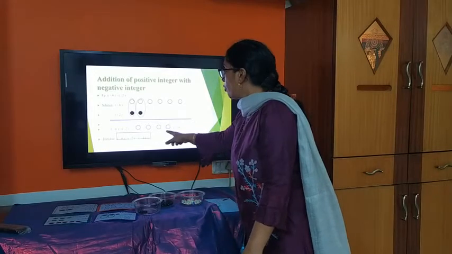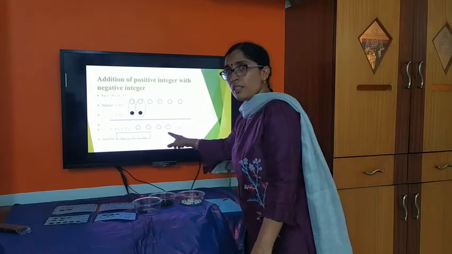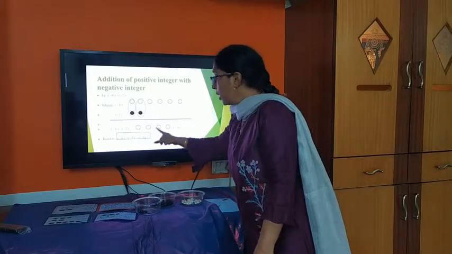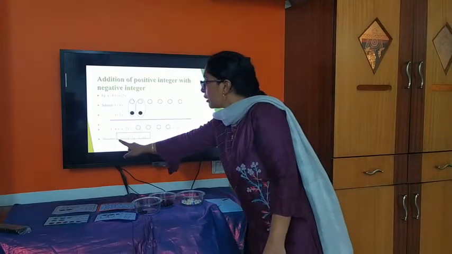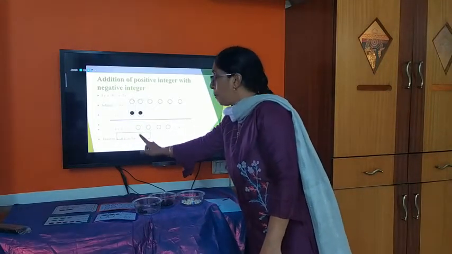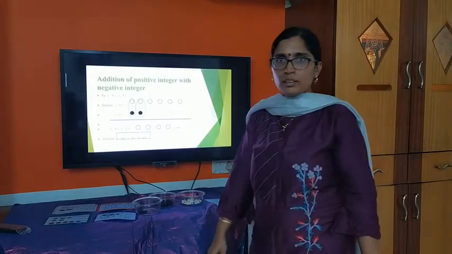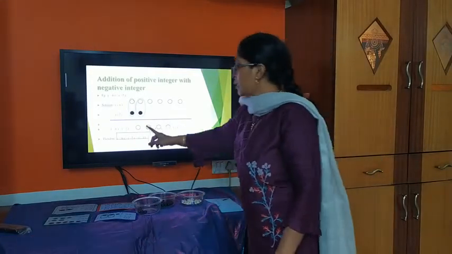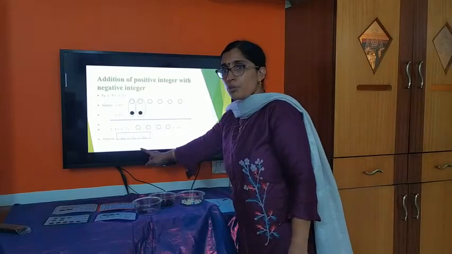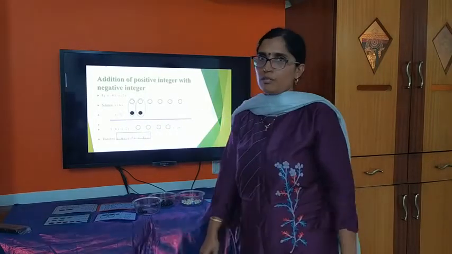So what is the value of this? Unshaded means plus. How many? 4. So here plus 6 plus minus 2 equals plus 4. Understood, children? Plus 6 plus minus 2 equals plus 4.